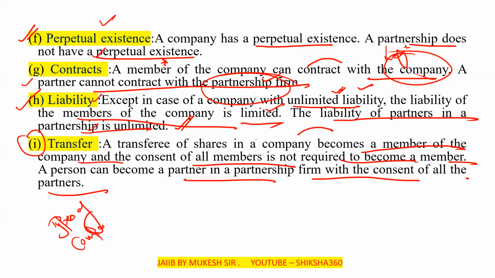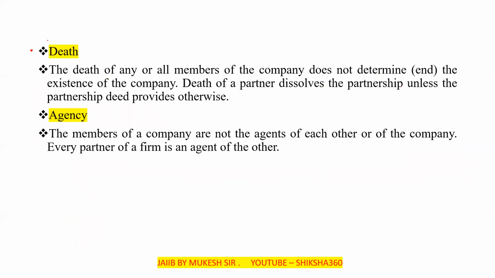A transferee of shares in a company becomes a member of the company, and the consent of all members is not required. On the other side, in a partnership firm, the consent of all the partners is required to become a partner. Last two points: death and agency.